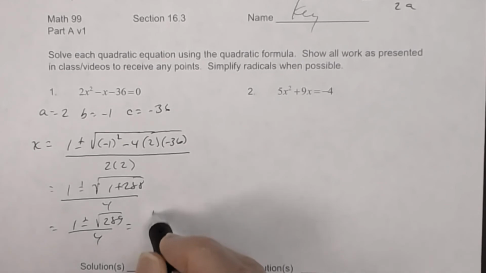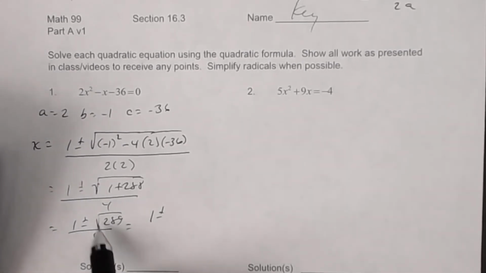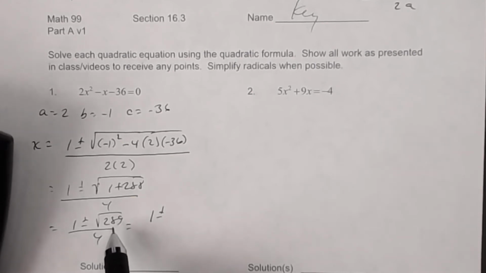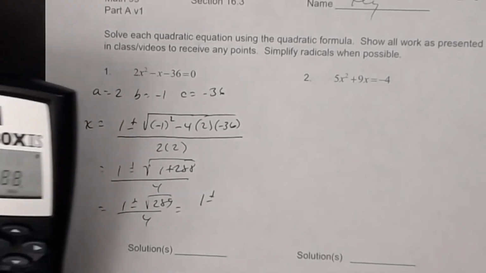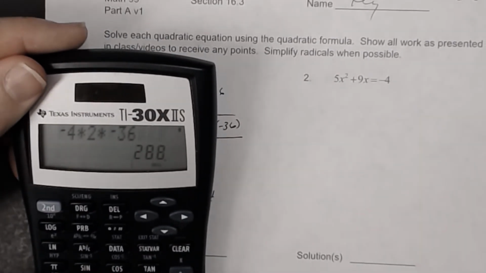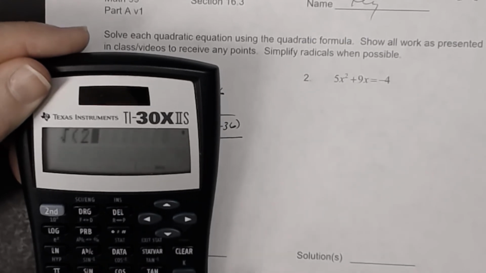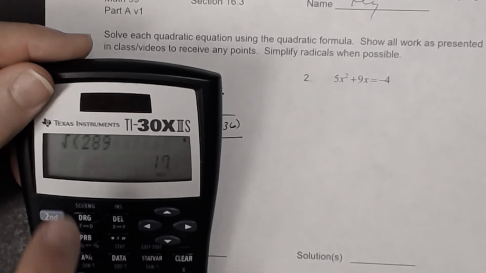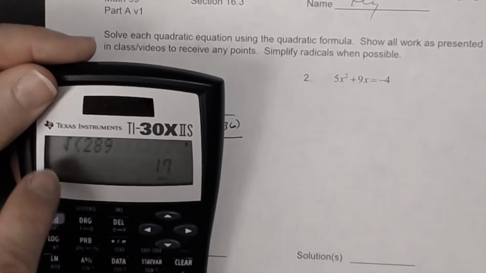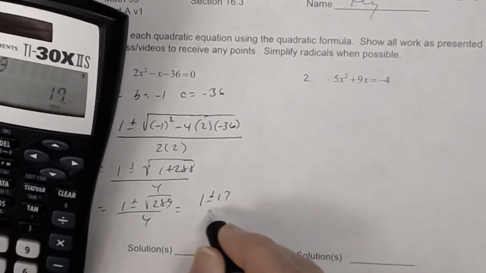Okay, so that's going to equal 1 plus or minus. Now, 289, what I would do first is check and see if 289 is a perfect square. So remember in our lesson, what we did was we went ahead and put that in the calculator first. So we said square root of 289, and notice what happens. I get 17. I get a whole number. So that means that 17 times 17 is 289, which means that 289 is a perfect square. So that's just 17.